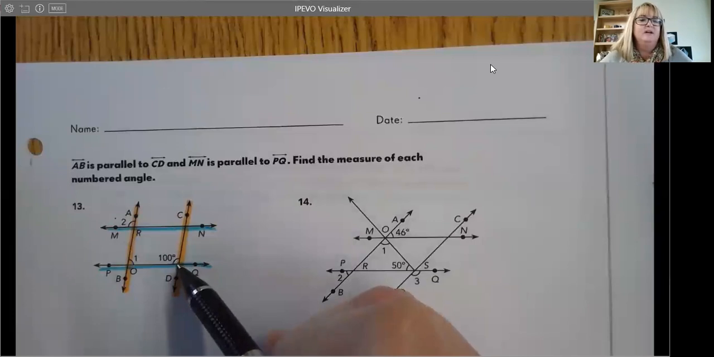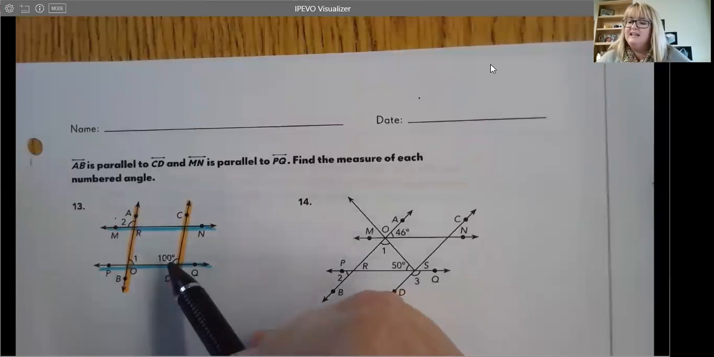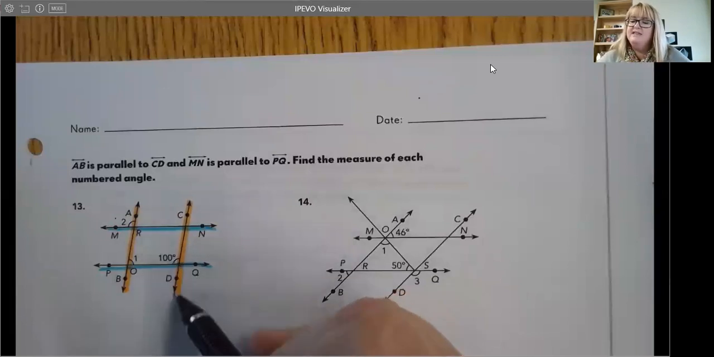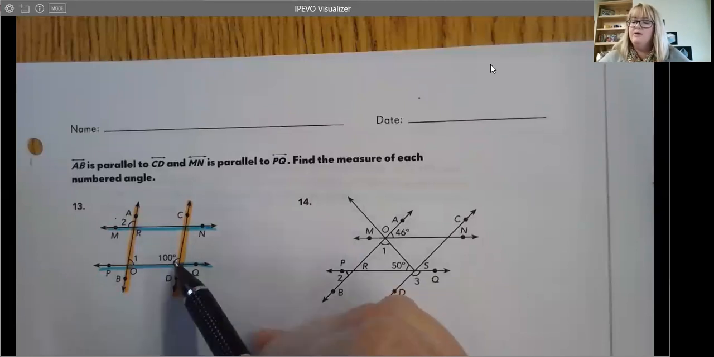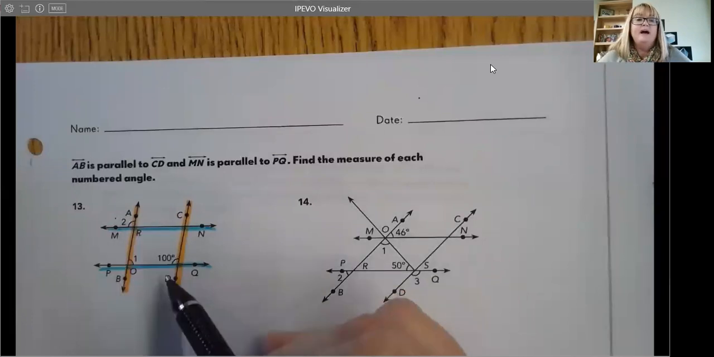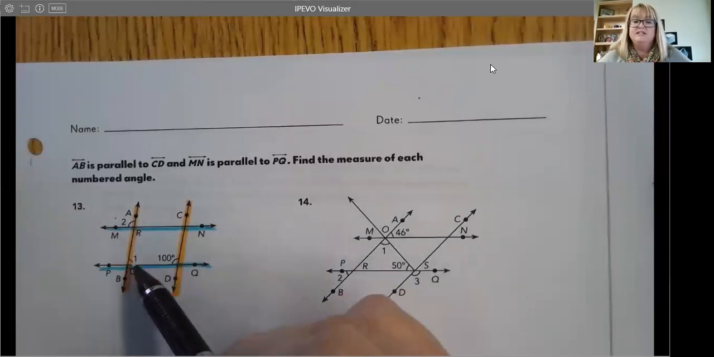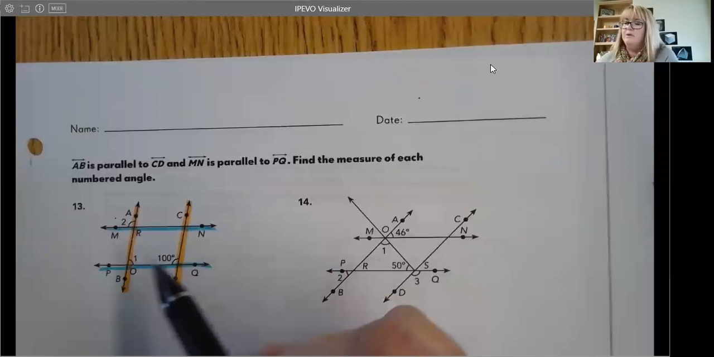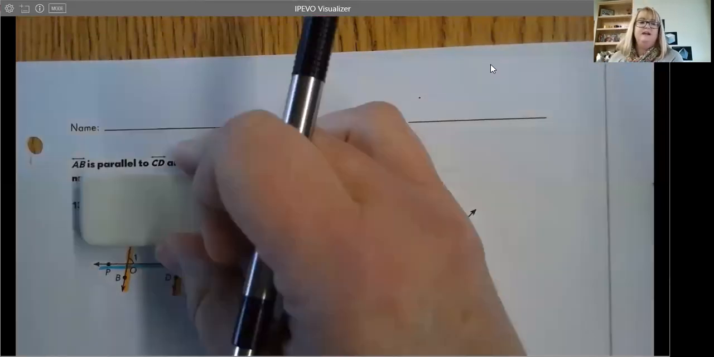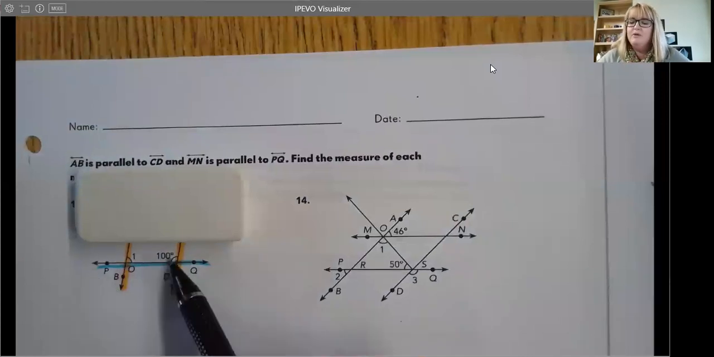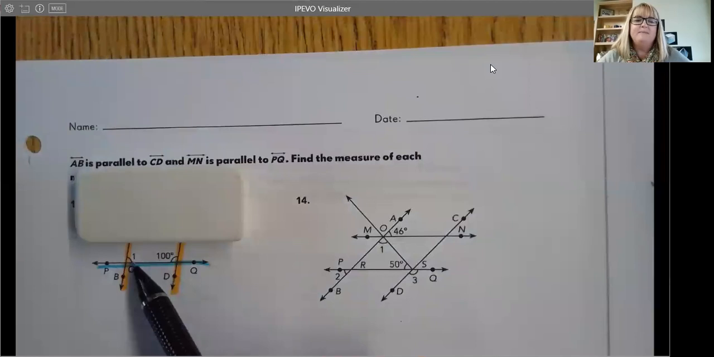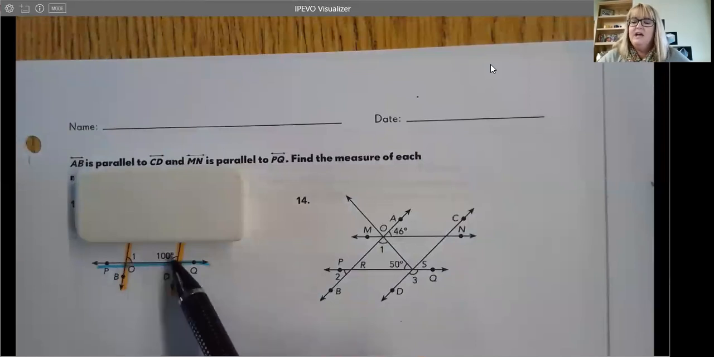And so what I am seeing is if I look at the orange parallel lines, 100 degrees and angle 1 are both inside. But we are looking at this transversal, so you are kind of blocking out this part. Here are my 2 parallel lines, here's the transversal. They're both inside, but they're on the same side of the transversal. Those are consecutive interior, same side inside.